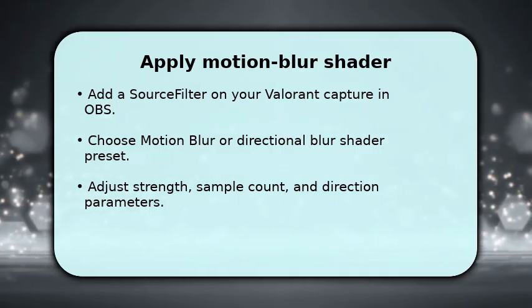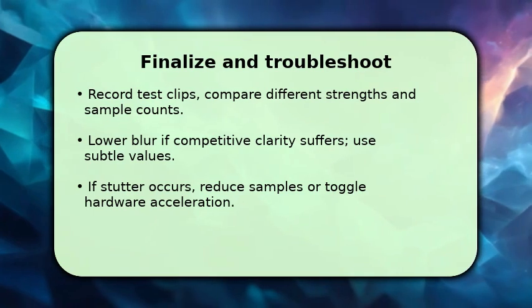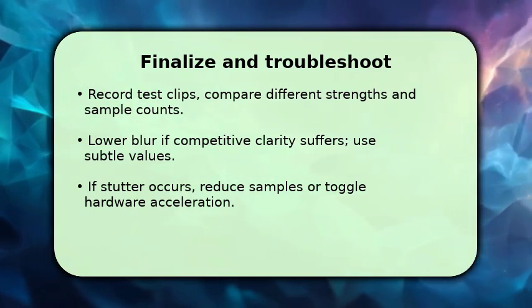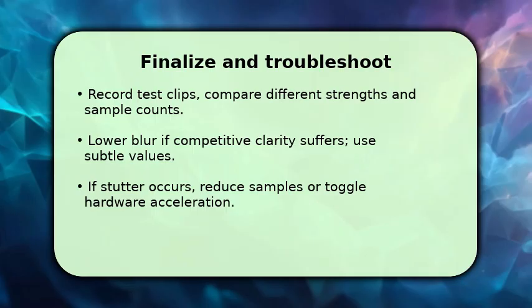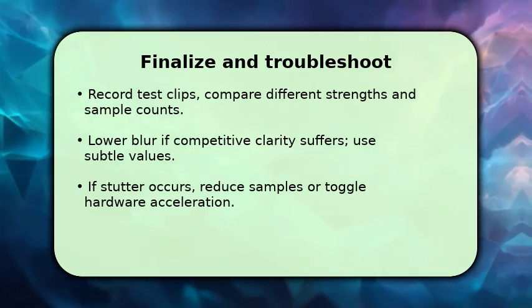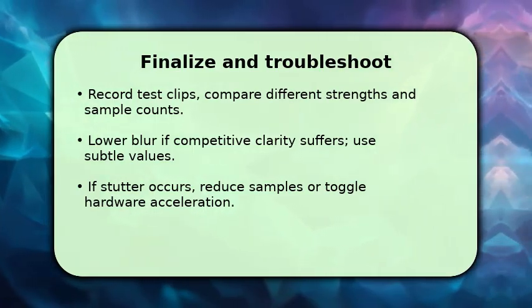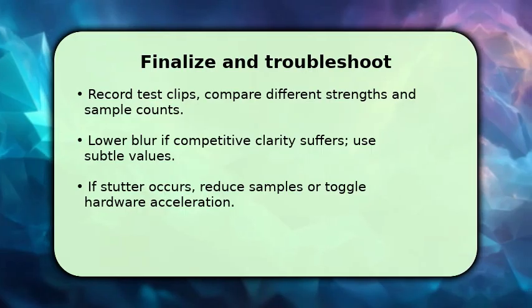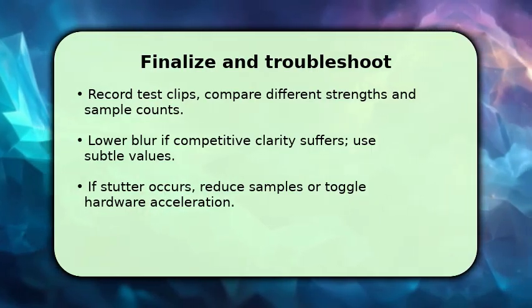Finish by recording several short gameplay clips and review them at normal speed to decide on subtle versus heavy blur. If you notice motion trails hiding enemy movement or causing perceived input lag, dial the strength down and drop sample count. Subtle is usually better for fast shooters.